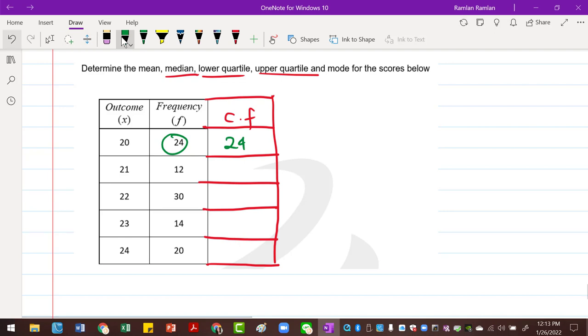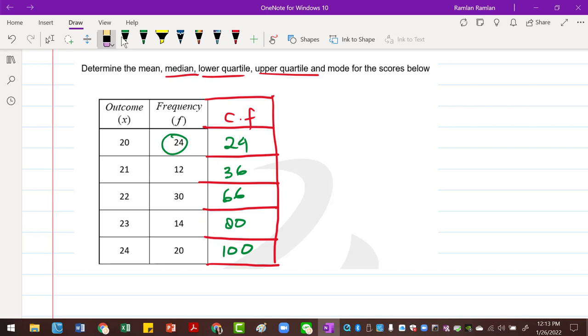And then for the next one, you only need to add this number with the next number below that F. So 24 plus 12 is equal to 36. Again, you add 36 with 30, you get 66. You add this again with this one, you get 80, and then this one is equal to 100. So this is how you fill the cumulative frequency table. Okay, I'm going to erase that.